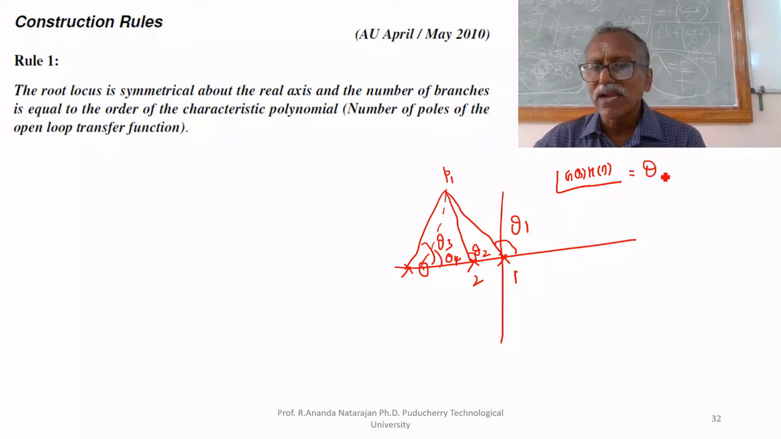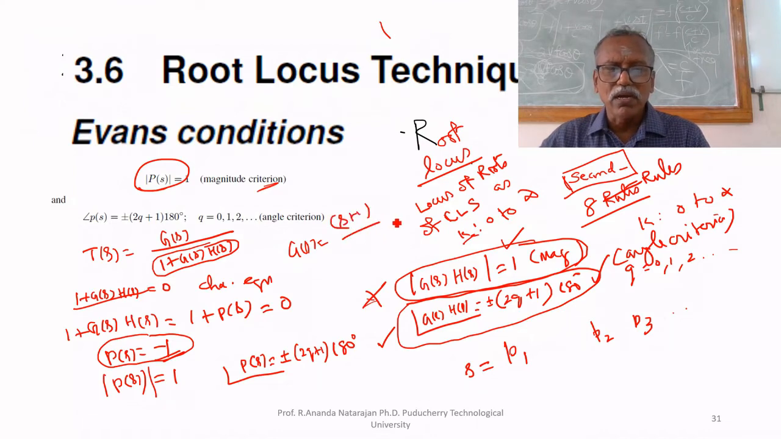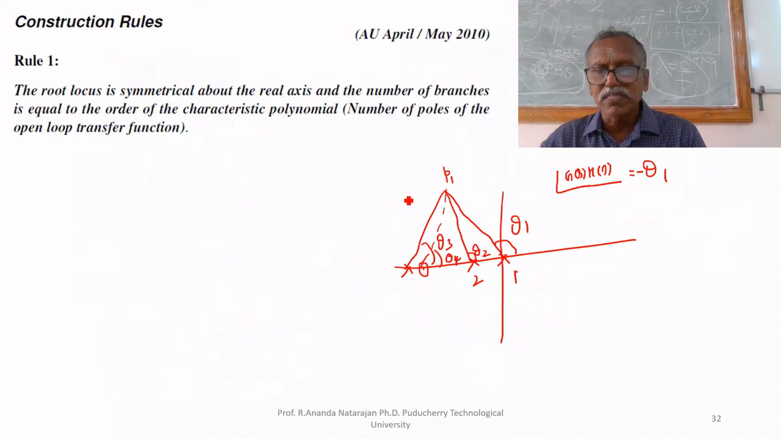So we have to add minus theta 1 because the pole is in the denominator. If you write G of S equal to (S plus 1) upon (S plus 2)(S plus 3), these are all in the denominator. If you find an angle for a pole, it will be negative. If you find an angle for a zero, it will be positive.